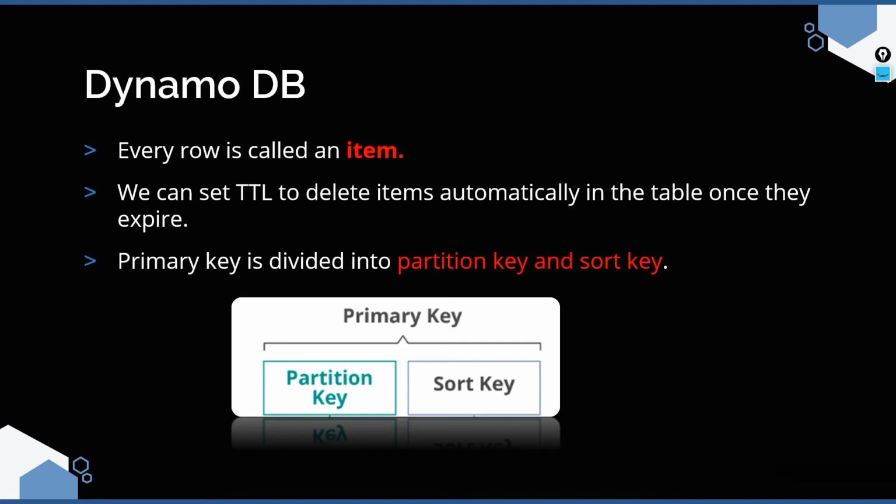Now when we talk about primary key, this is one of the common concepts in both RDBMS and DynamoDB. Here the primary key is used differently. The primary key is basically a combination of two keys: one is a partition key and another is a sort key. Here the sort key is optional. If you want, you can use a sort key, or you can just use a partition key as the primary key for your table. Now what is a partition key?